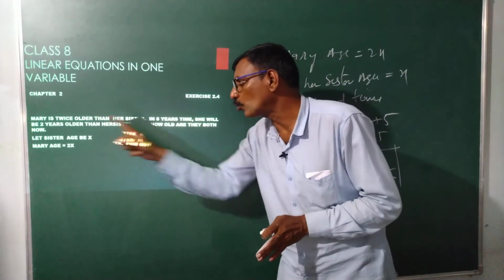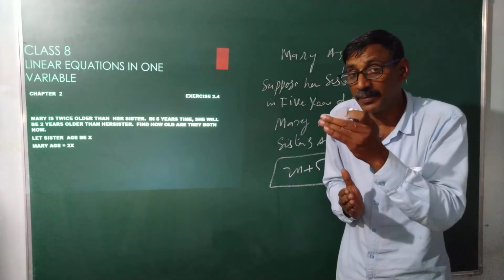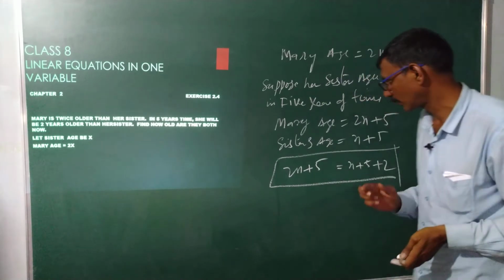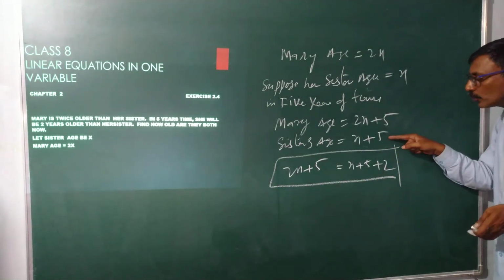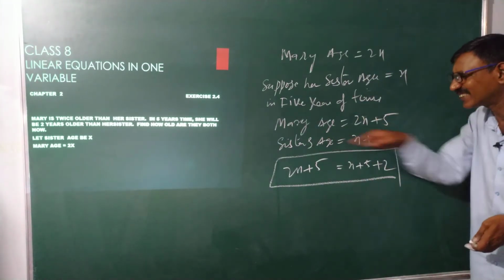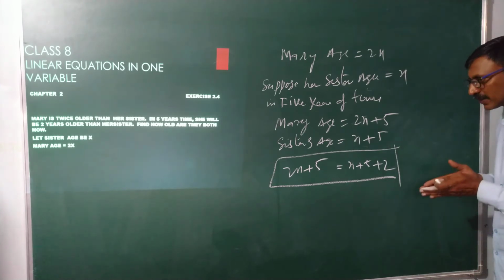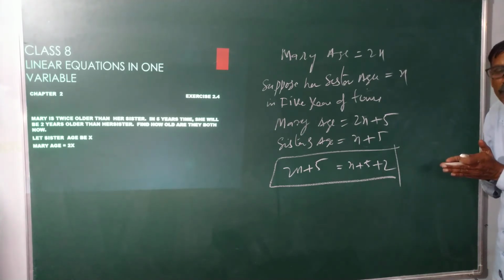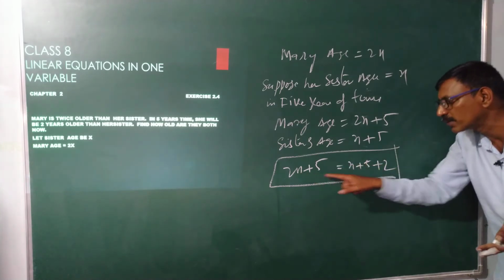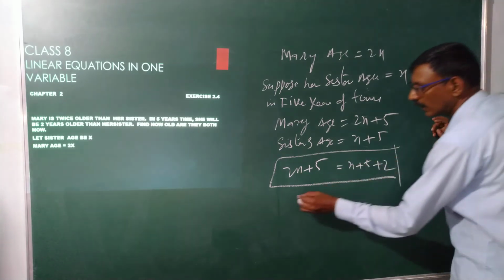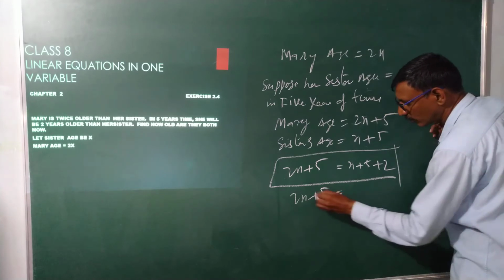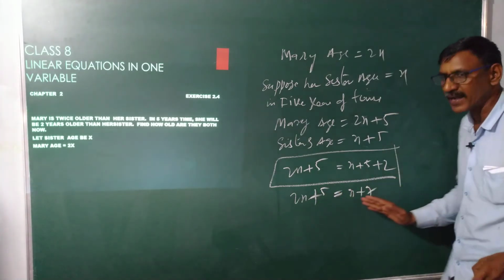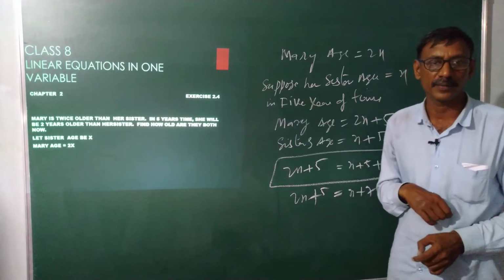She will be 2 years older than her sister. When we are adding 2 to the sister's age, that must be equal to Mary's age after 5 years. That's the reason 2x plus 5 is equal to this. So 2x plus 5 is equal to x plus 7. This is my linear equation in one variable.